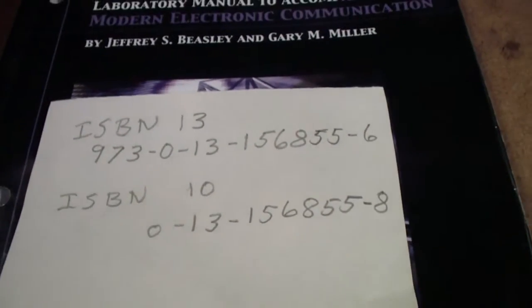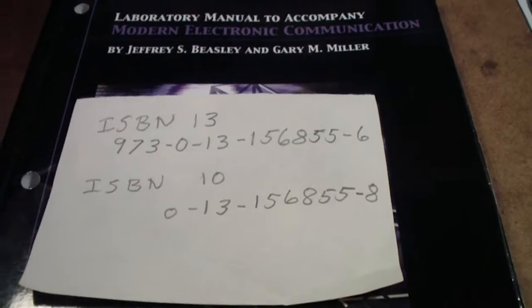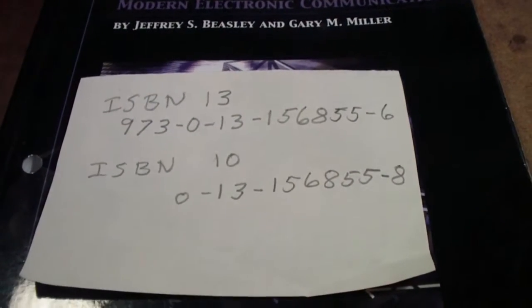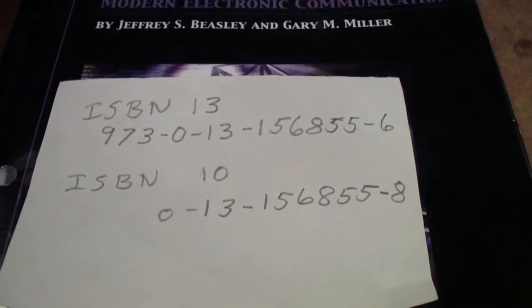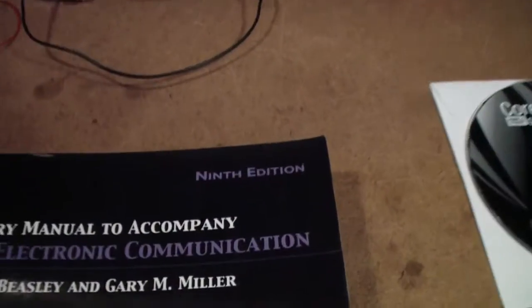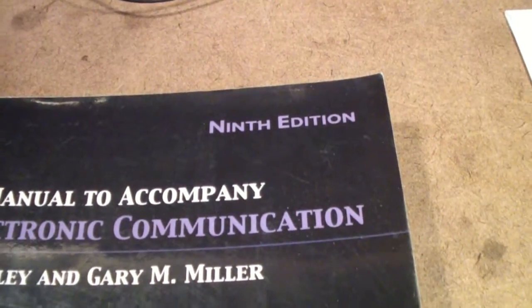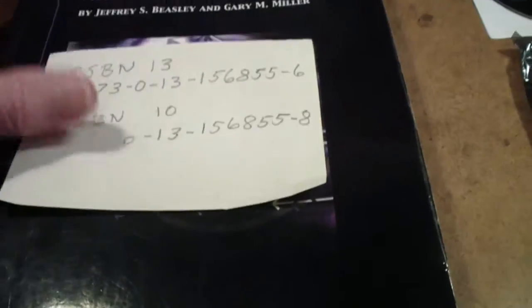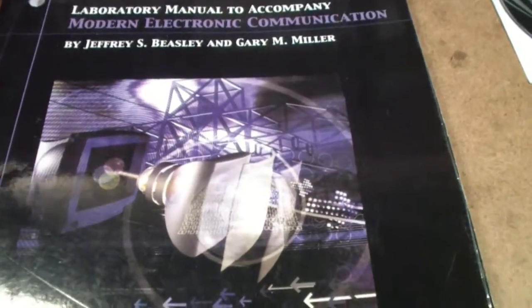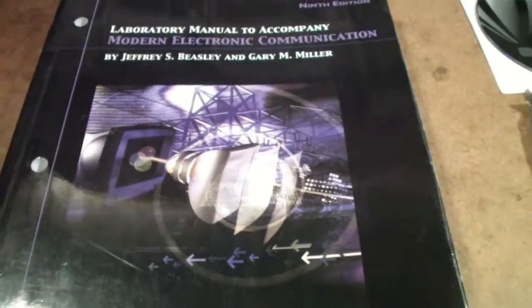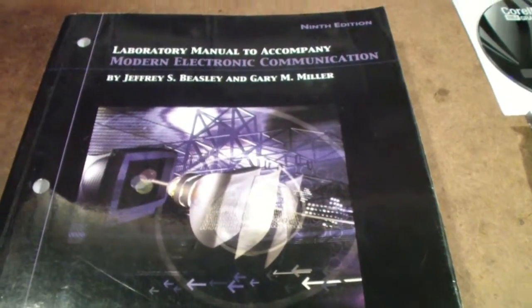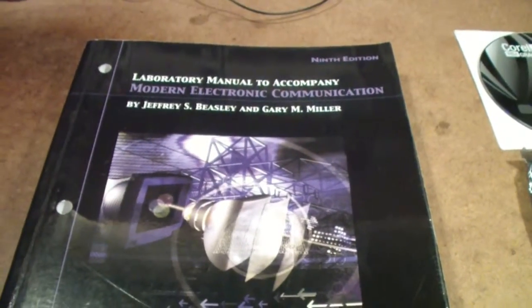So once again, for those of you that might want to look for a copy of this online, those are the ISBN numbers you should make sure you get. Try to make sure it's at least the 9th edition. This book was published in 2008. There are a lot of 2002 and 2005 editions out there. I don't know if those will work. So anyway, I hope this will be helpful.